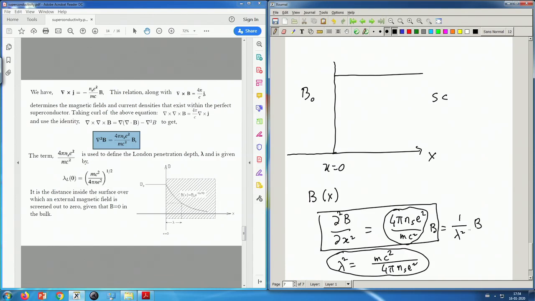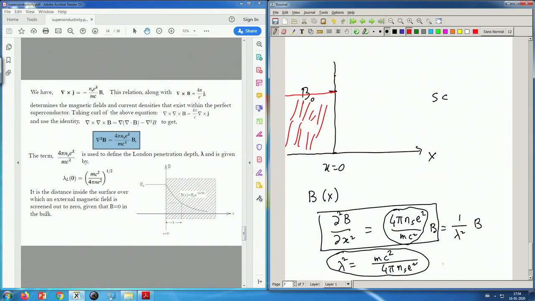So, the solution to this is trivial. We know what the solution is. Suppose B starts from here, B naught is here, then let me just draw it in a different ink. So, B naught has a constant value on this side. This is B naught, and then this side is non superconducting vacuum and this side is superconducting. So, B naught has a value which is this.